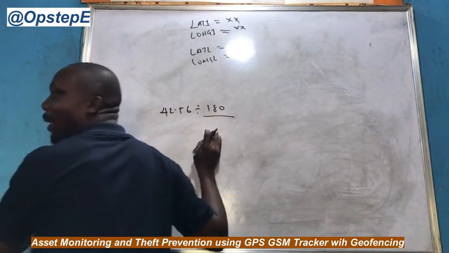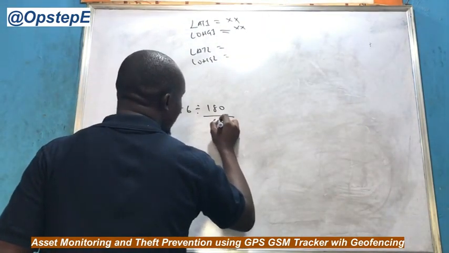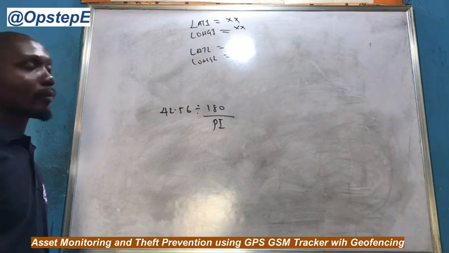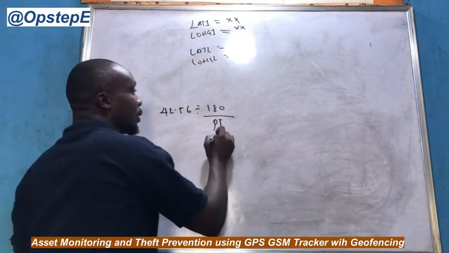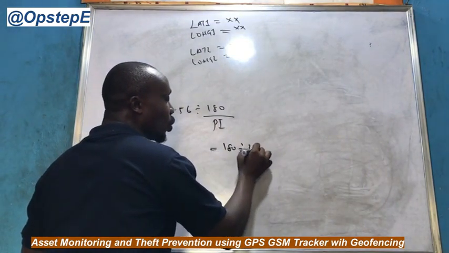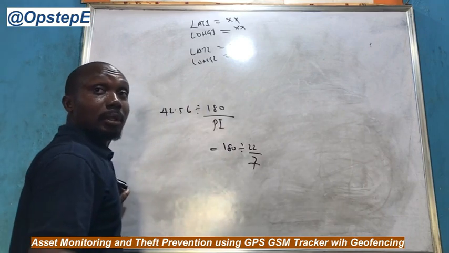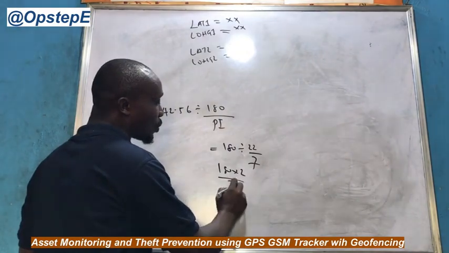Is it 180 by pi or pi over 180? 180 over pi. And 180 over pi is the same thing as saying 180 divided by 22 all over 7. That's going to be 180 times 7 all over what? 22.